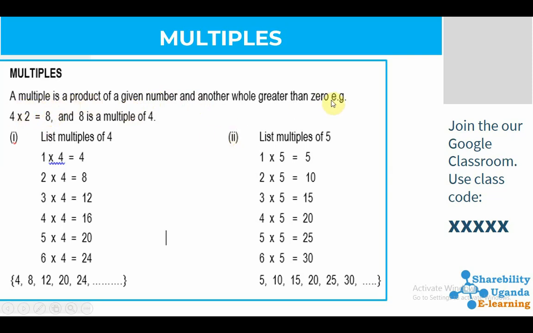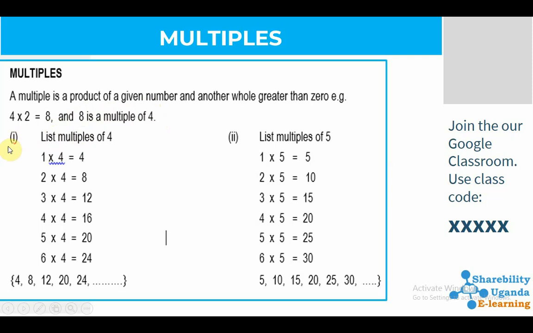Okay, so we have an example here. 4 times 2 is equal to 8, and 8 is a multiple of 4. That means a multiple of a number is the product of that number after you have multiplied. The product of 2 and 4 gave us 8, and 8 is a multiple of the number.